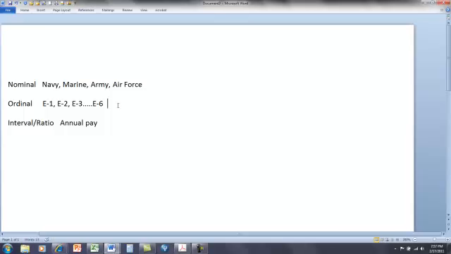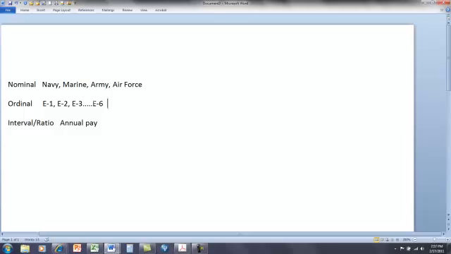So the distance between E1 and E2, very minimal. I mean, what does it take to get to E2 from E1? You have to not get a DUI. You have to not run away. You have to finish your basic training. Same thing from going from O1 to O2. Don't get in trouble. Do what you're told. Learn your job. You're going to get promoted.